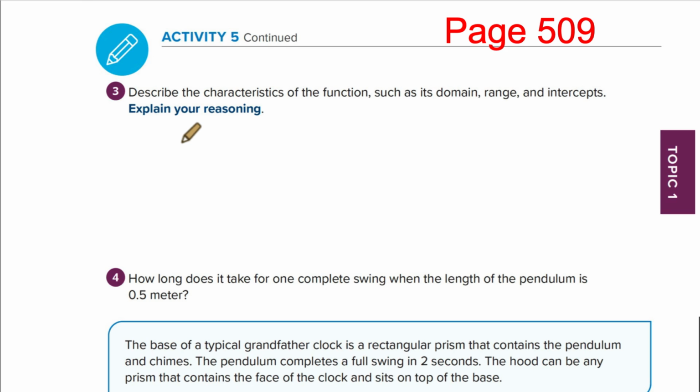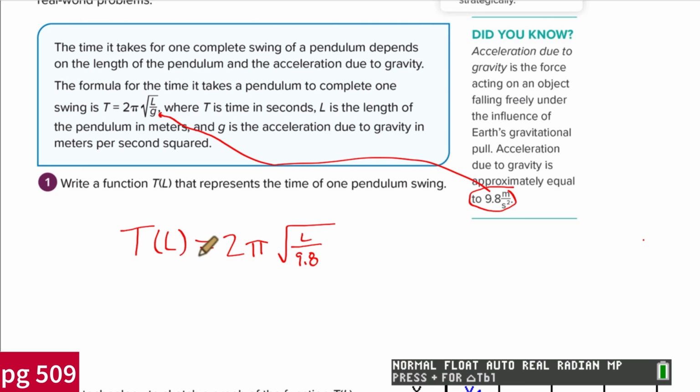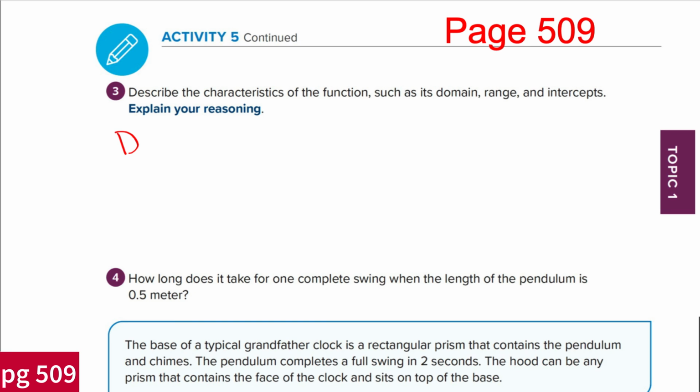So let's now describe the characteristics of the function, starting with its domain. So the domain would be what? Well, I have to go back and look at this. What are we plugging in here? We're plugging in L's, the length of the pendulum. So that's our domain. What is our range? The range would be T, which is time. All right, so how am I going to write this? For the domain, L has to be greater than or equal to 0, right?